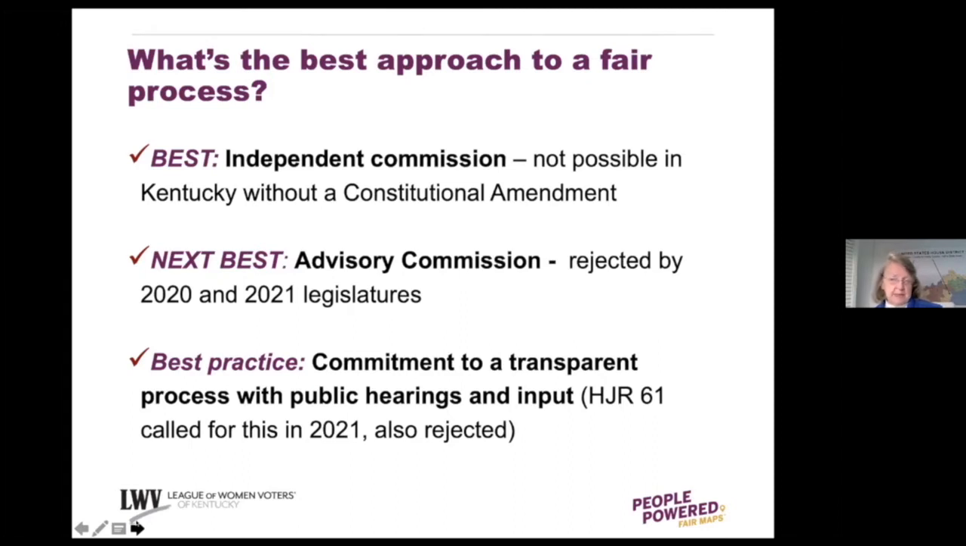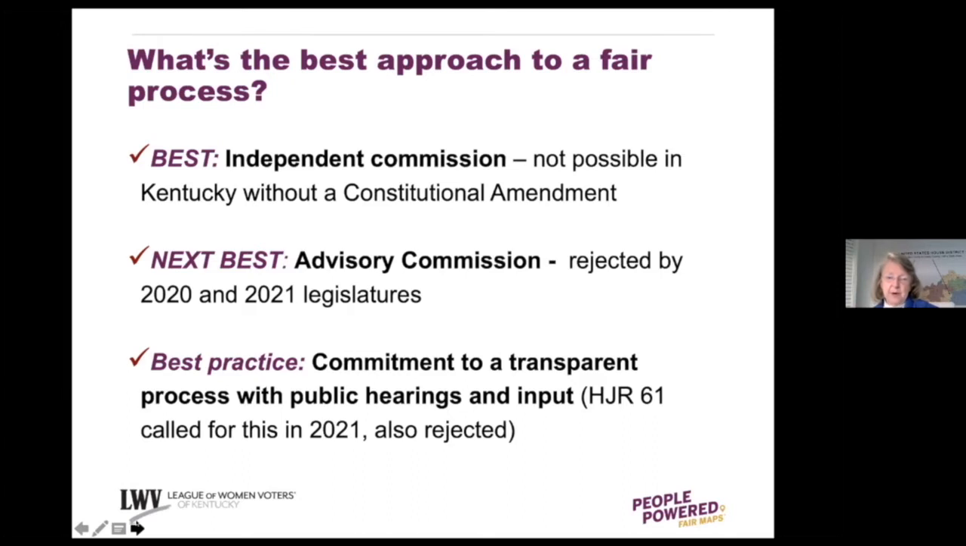The next best possibility is an advisory commission. This we recommended to the legislature in 2020 and 2021, and it was rejected. An advisory commission is again a group of people elected or selected, appointed, trying to be as impartial as possible or as balanced as possible. They would have held hearings, they would have listened to the public, they would have looked at the data, and they would have drawn maps that they would have recommended to the legislature. But with an advisory commission, the legislature still has the bottom line authority to determine what the boundaries look like.